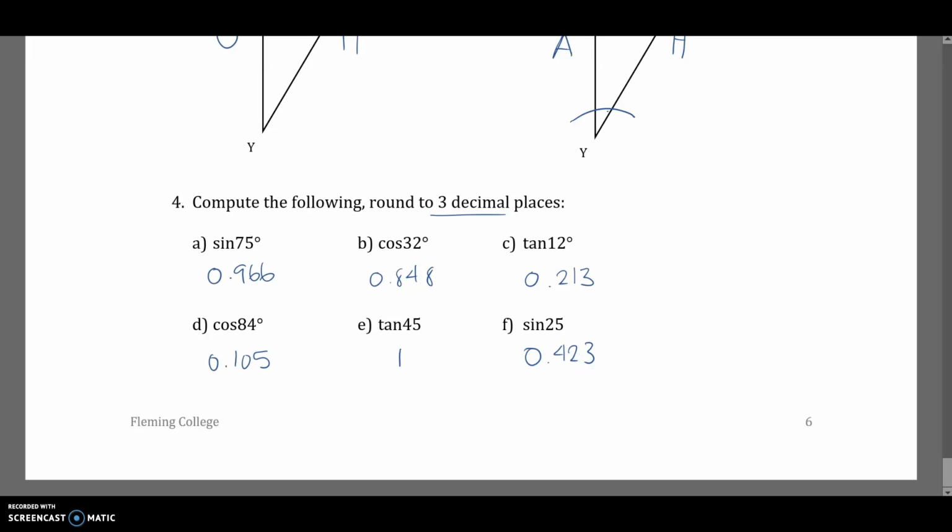Please get in touch if you need any help with this. Be sure to review this material before we continue on with more right triangle and trigonometry work next week.